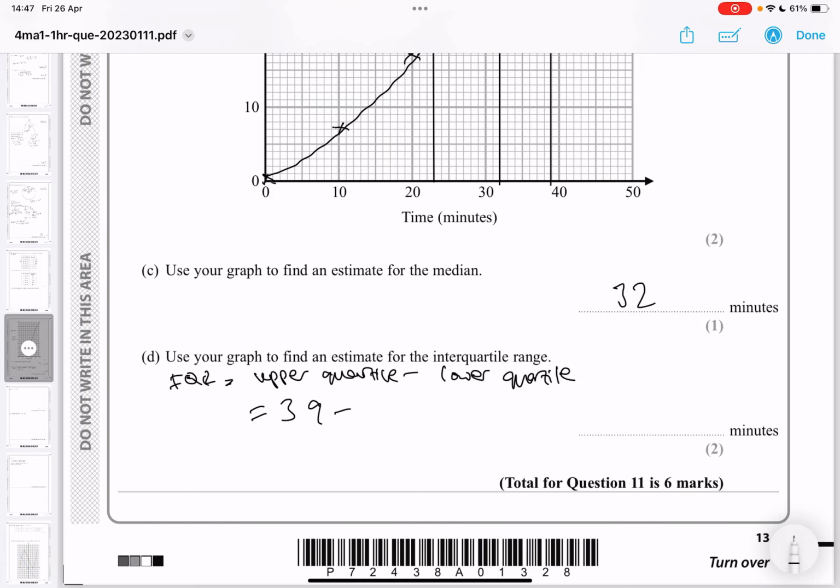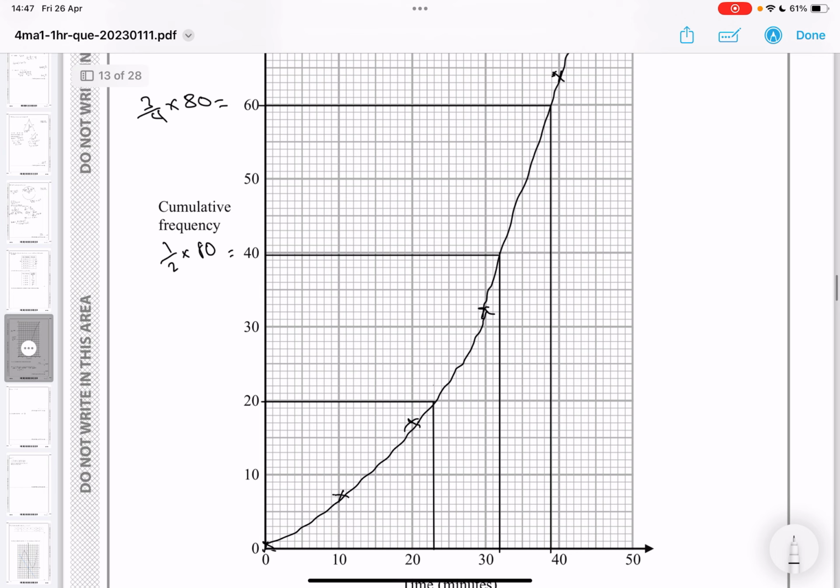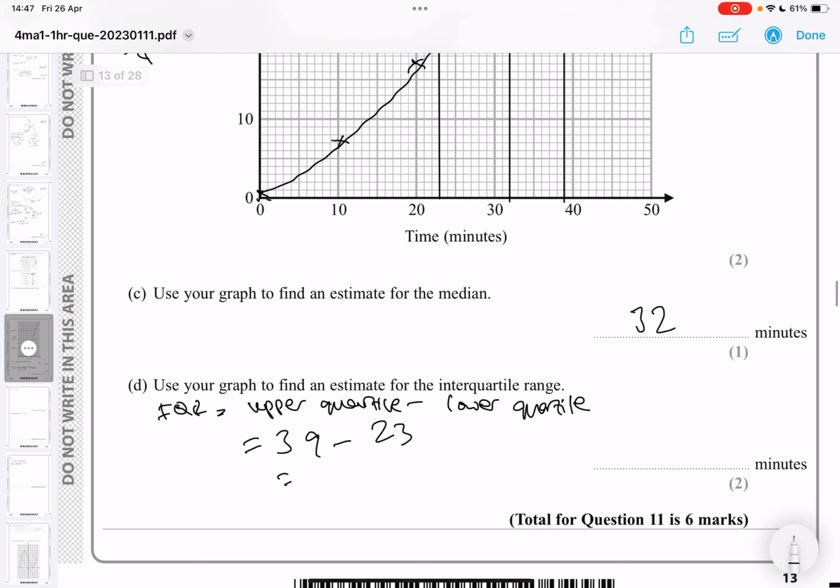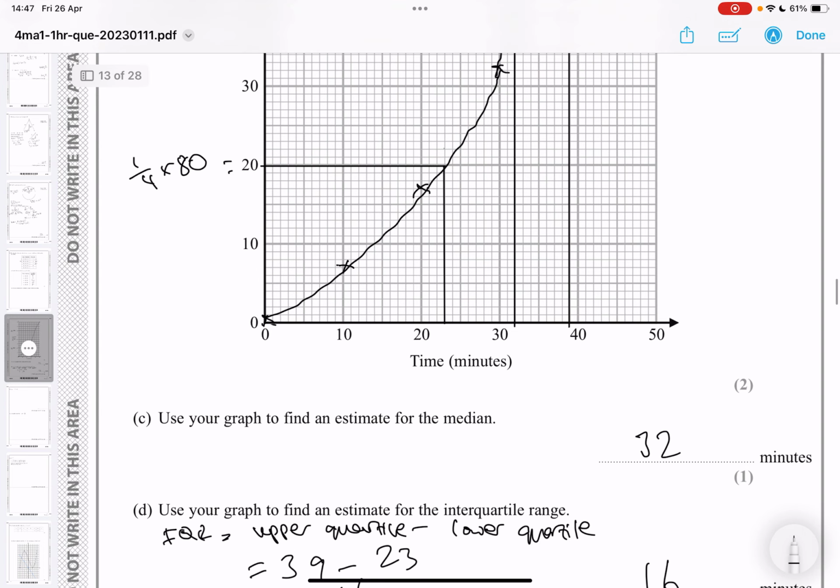And for the lower quartile, it's going to be 1/4 of the total frequency. Okay? And that's equal to 20. So you read off the corresponding time, which is 23. And you just subtract those two to find the interquartile range. So I'm going to get 16 minutes. Now, obviously, it's going to vary depending on your graph, but they have a few values which they can accept. So just remember, interquartile range is upper quartile minus lower quartile.